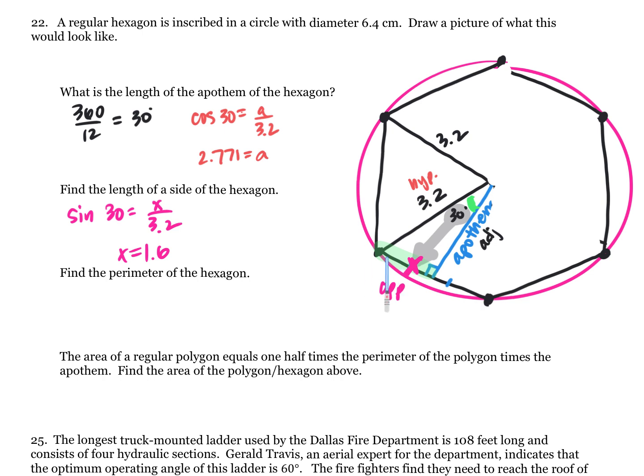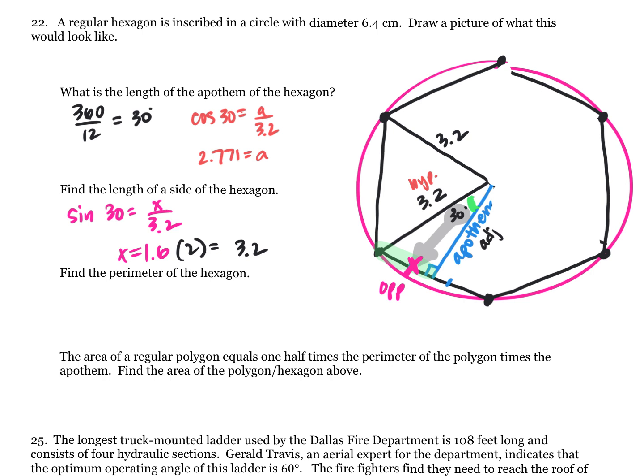Now, that just gets us this part, right? They said find the length of the side of the whole hexagon. What do we want to do to that, buddy? We just double it. He's saying we've got to double that. That's going to get us 3.2.